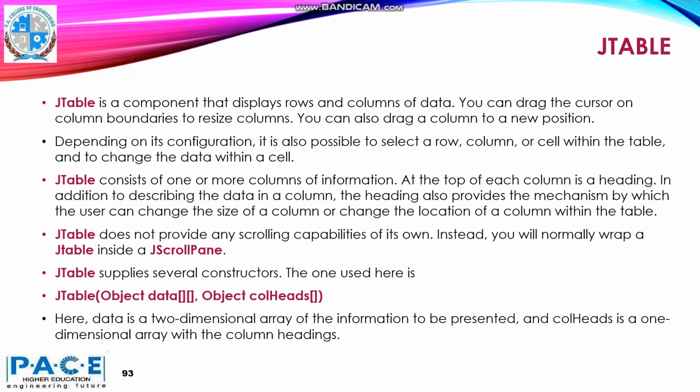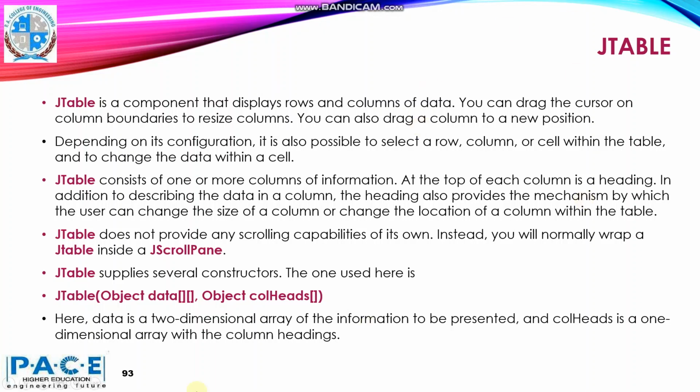JTable is a component that displays rows and columns of data. You can drag the cursor on column boundaries to resize the columns. You can also drag a column to a new position. Depending on its configuration, it is also possible to select a row, column, or cell within a table and to change the data within a cell.